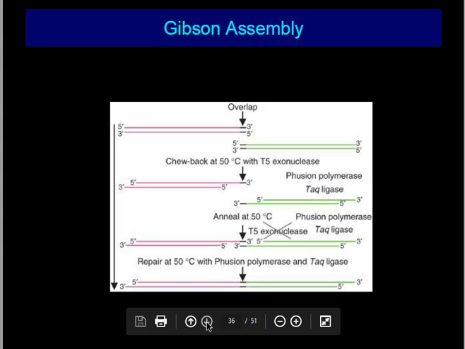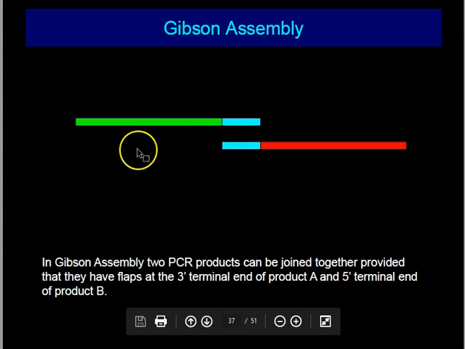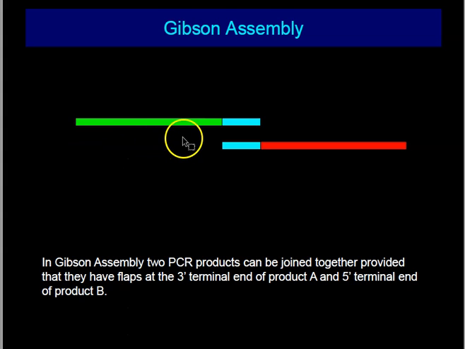Okay, so let's look at the Gibson assembly in detail, and this is the overview, and I will look at it in the next slide. Now what happens in Gibson assembly is we have two PCR products. This PCR product, which is in green, represents the promoter, and this PCR product, which is in red, represents the gene of interest. However, in order to fuse these two PCR products, it is important that we have this overhang region. The overhang region is basically a region of sequence similarity.